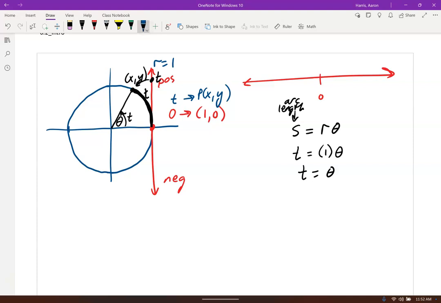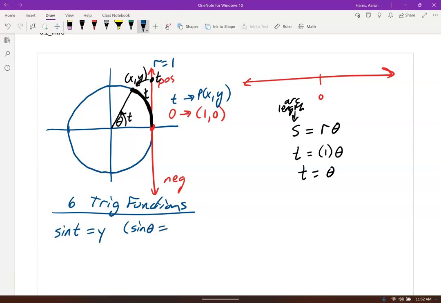So then the 6 trig functions are defined from here. The sine of t is the y value. It's also the same as sine of theta, right? Because remember, t is equal to theta on the unit circle. The cosine of t is the x value. The tangent of t, tangent is defined as sine over cosine. And since the sine is the y and the cosine is the x, the tangent of t ends up just being the y value over the x value.